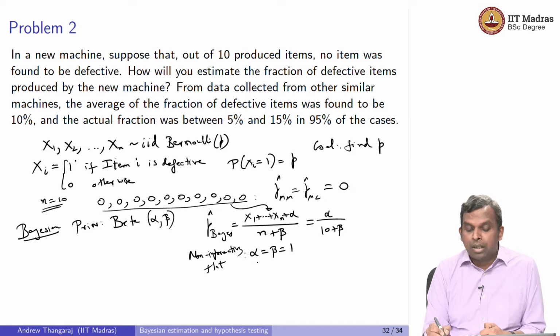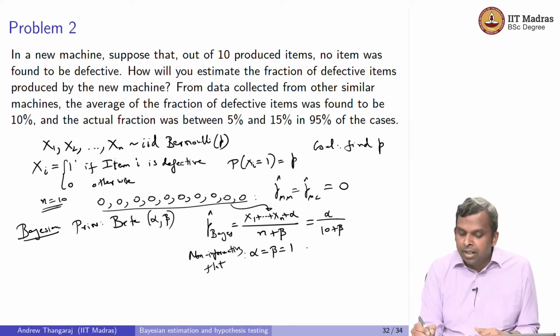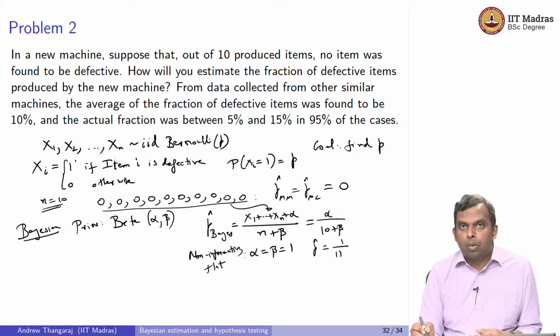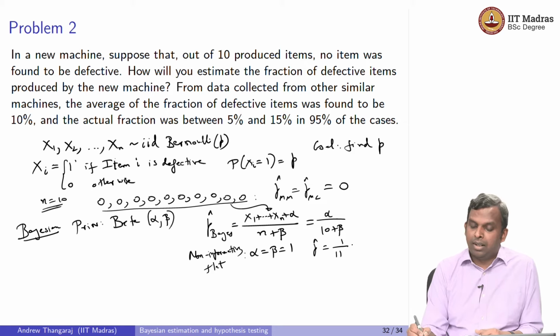So this makes the prior a uniform distribution, right? So in this case, you get your p hat to be 1 by 11, right? Did I get that right? Yeah, alpha by 10 plus beta, you would get 1 by 11. Okay, so this is giving you roughly about 9%, right?